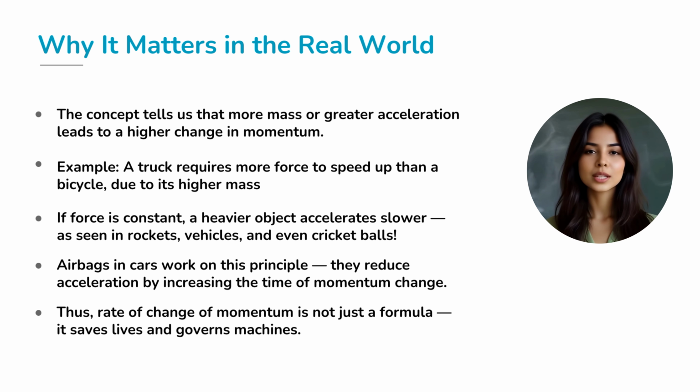Or consider a rocket engine. The large change in momentum it produces is due to both the speed and mass of exhaust gases. That's how it lifts tons of payload into space. And here's a life-saving example: airbags in cars. When a car crashes, the airbag inflates to slow the passenger down gradually. This increases the time over which momentum changes, which reduces the force experienced by the person. That's physics saving lives in motion.